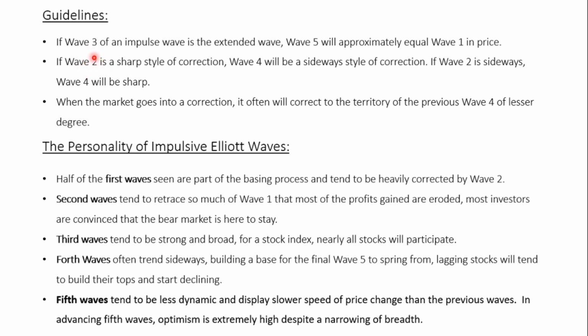Typically wave 2 is sharp, so wave 4 goes sideways, and you tend to see maybe a running flat or a triangle play out for a wave 4. We'll go through all that today. So it's typically building a base for that final boost higher for a wave 5, and in this moment you'll tend to see the lagging stocks of the cycle peak out in a wave 4 and start to roll over and move lower, and that moves into the fifth wave.